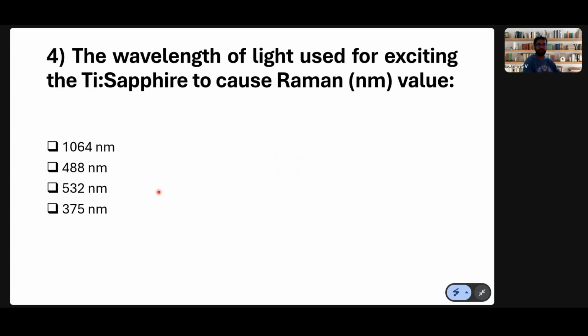This is a very direct theoretical question. We have to find the wavelength of light used for exciting titanium sapphire to cause Raman, which is 488 and 532. I should have mentioned there is an MSQ question, sorry for that. It's an MSQ question and the answers are 488 and 532 nanometer.